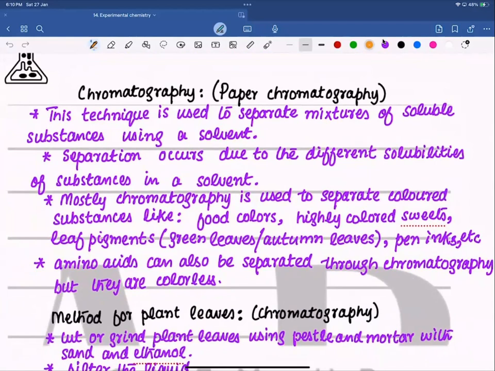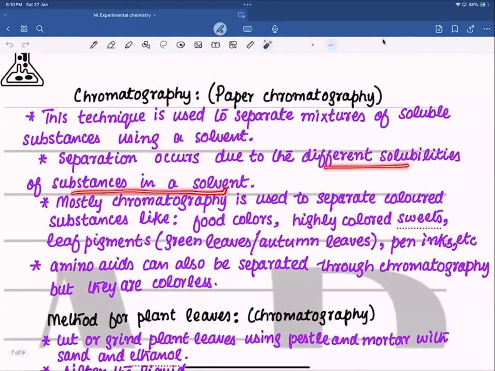So in chromatography, we separate a mixture of soluble substances using a solvent. We choose a solvent in which all the components of the mixture are soluble, but all the components don't have the same solubility. Their solubility always differs, and due to the difference in their solubilities, the components get separated.